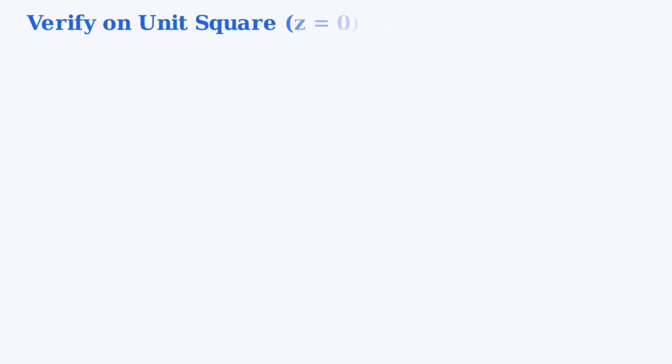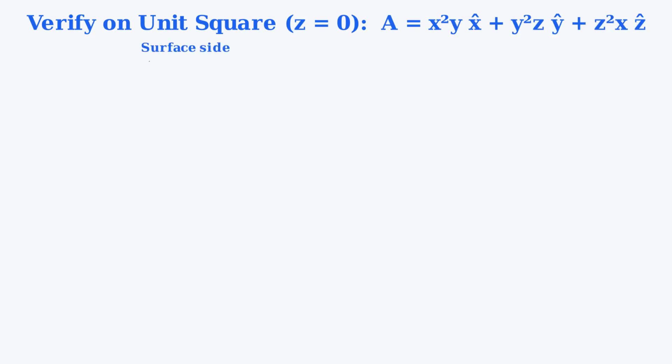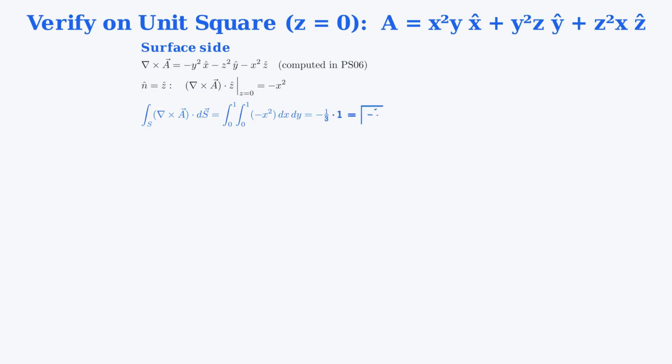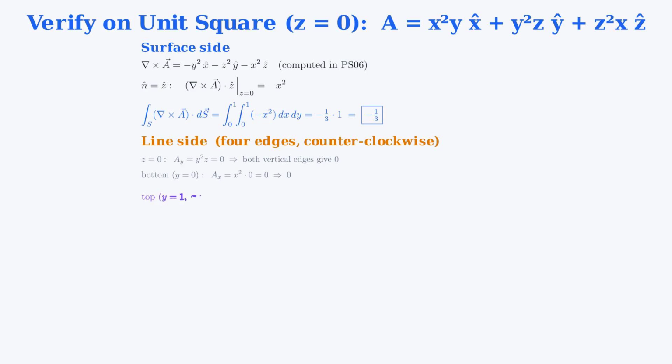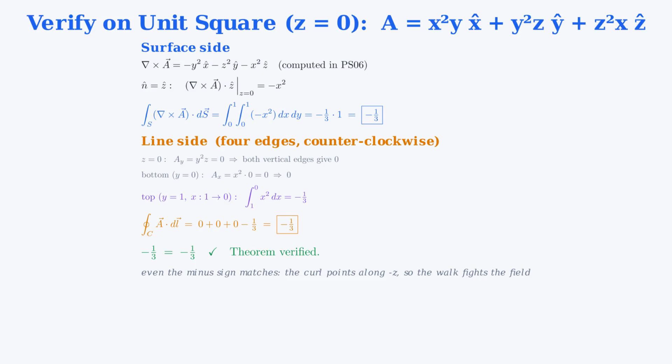Worked example 1. A unit square. The field is the one we have carried since PS05: x squared y x hat plus y squared z y hat plus z squared x z hat. This time the region is not a volume but a surface. The unit square in the z equals 0 plane, x and y each from 0 to 1. Its boundary is the square's rim, and we will walk it counterclockwise.